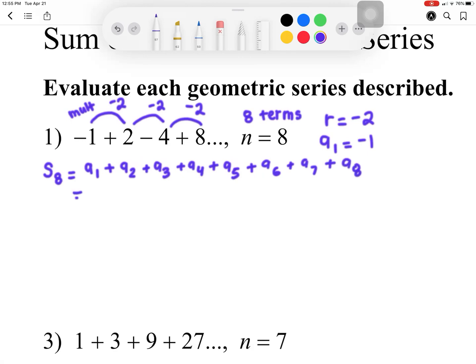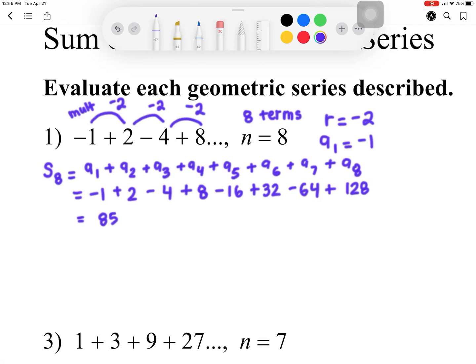What is your first term? It's -1. What is your second term? 2. -4. 8. How do we get the next term? Multiply by -2. So you should get -16. The next one, multiply by -2. So you should get 32. The next one, multiply by -2. You should get -64. And then the last one, multiply by -2. You should get positive 128. So if you add all that up, you should get 85.